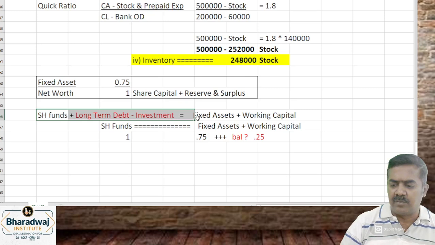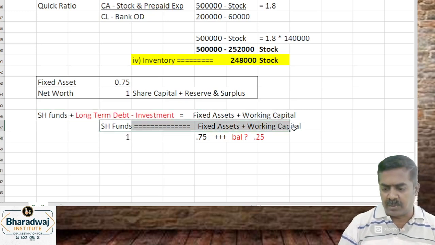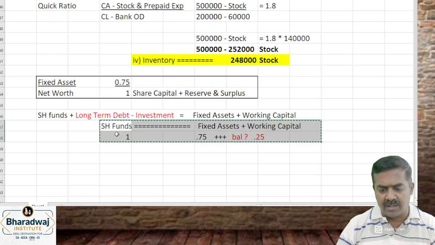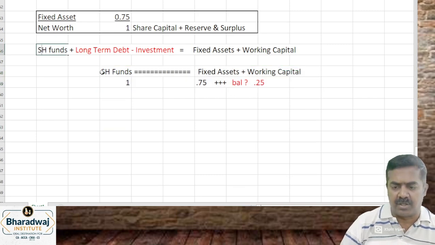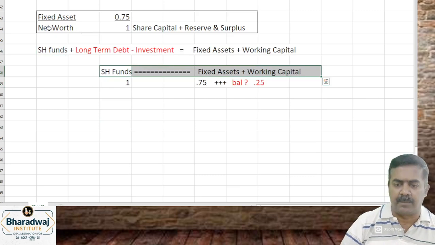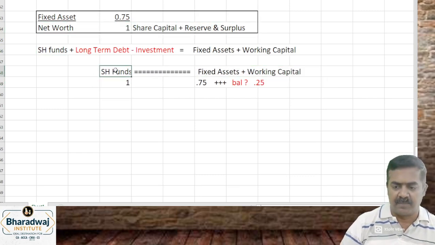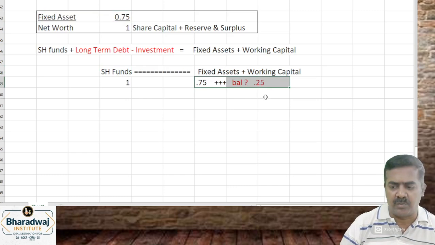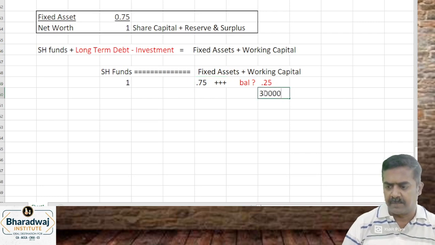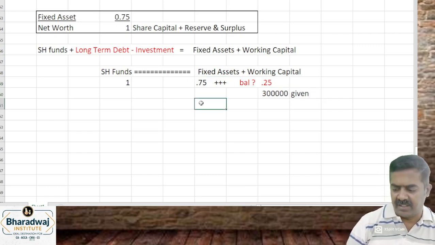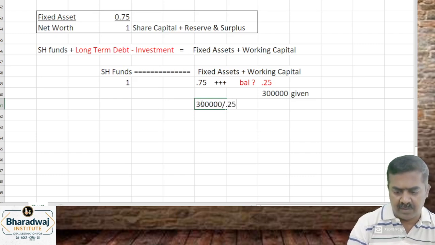In our formula, it is fixed asset plus working capital. In the question, we are not given data about long term debt or investment. So, reduced, shareholders funds is equal to fixed asset plus working capital. Net worth is nothing but shareholders funds. That 1 rupee, 0.75 is fixed asset, and balance 0.25 is working capital. We know this 0.25 is given in the question: 3 lakhs. If 3 lakhs is 0.25, what is 0.75?